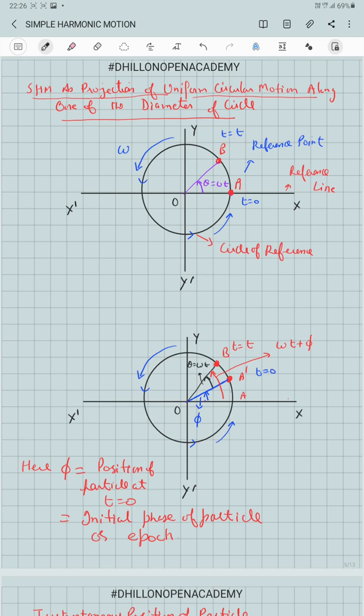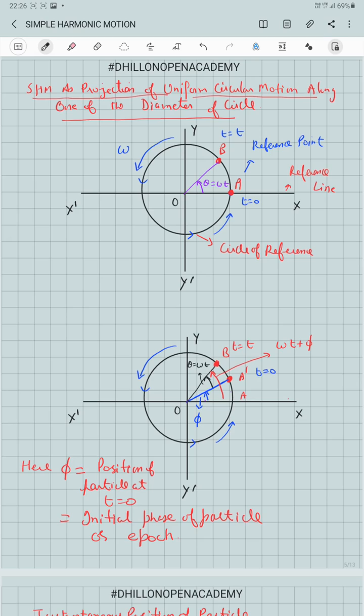So in the first figure, the particle already started its journey at the point A at time t equal to 0. So the value of phi is equal to 0. So the total phase over there is simply omega t. But if the particle is starting its journey from point A dash at time t equal to 0, it has already described a certain angular displacement phi. In this case, this phi will not be equal to 0.